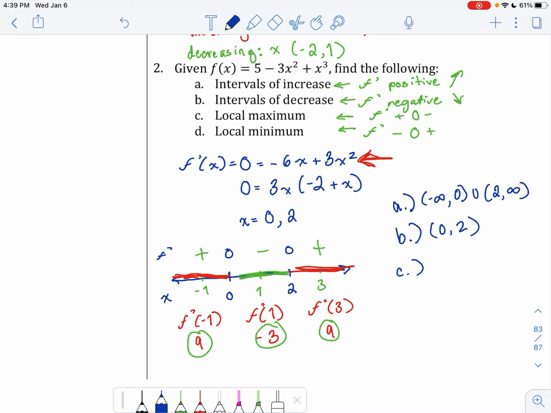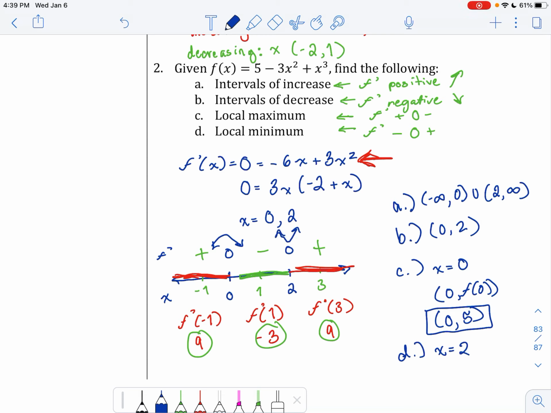The maximum is where it goes from positive to negative. So that is at x equals 0. You can plug in the point into your f of 0. So this would be 0, 5 is the local maximum. And the local minimum is at x equals 2, because we're going from negative to positive. And again, we can get the ordered pair, which is not 0, which would be 2, 1.